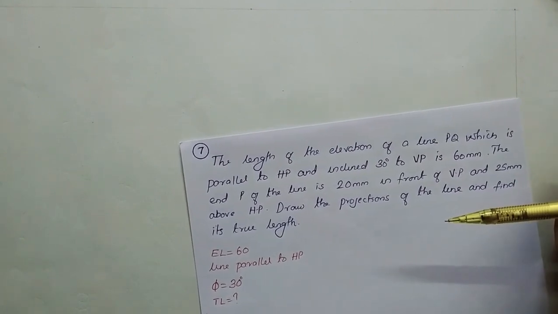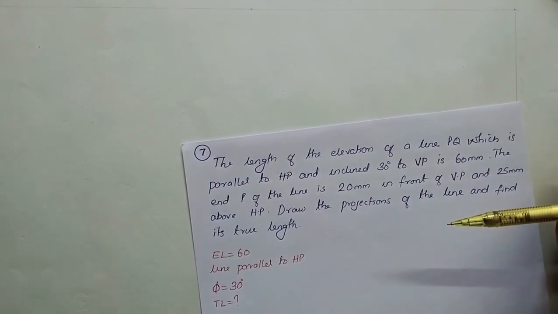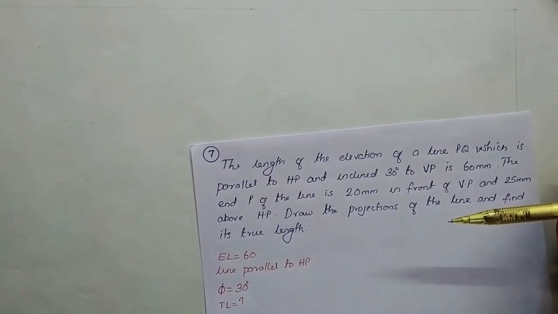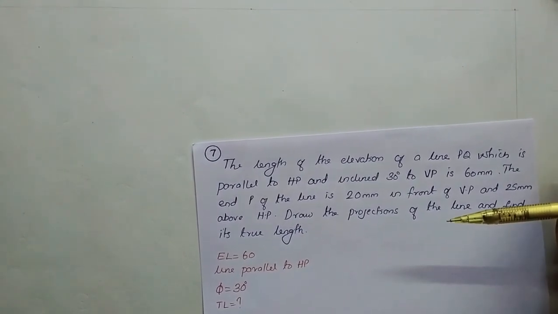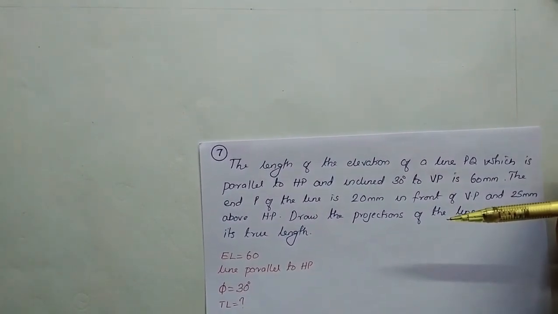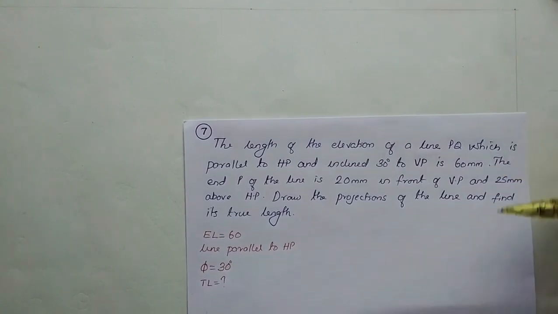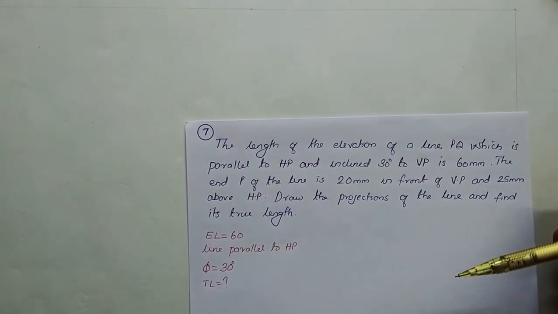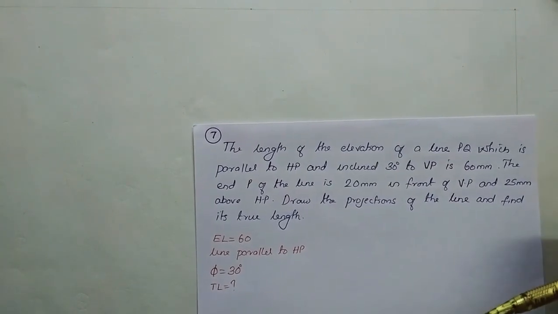Here the line has an inclination with respect to the vertical plane. So definitely in the front view you will get a reduced length, and you will be able to see the true length only in the top view. So here the true length is not given. If the true length were given, we could have drawn the line directly as we did in question number 5. Here I have already started with an XY line.